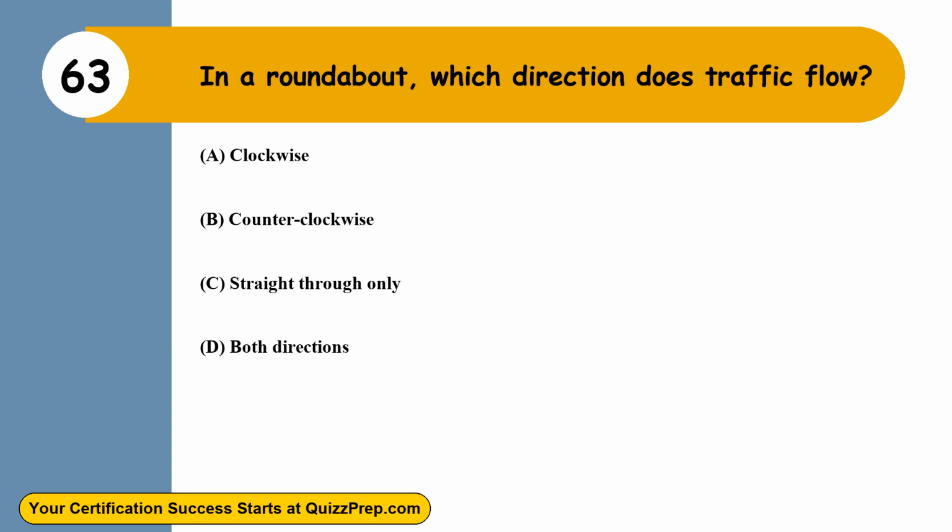Question 63. In a roundabout, which direction does traffic flow? Option A. Clockwise. Option B. Counter-clockwise. Option C. Straight through only. Option D. Both directions. The correct answer is option B.